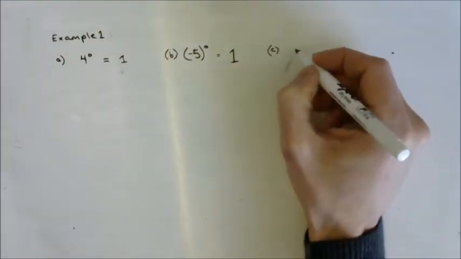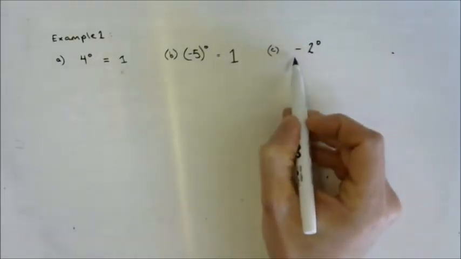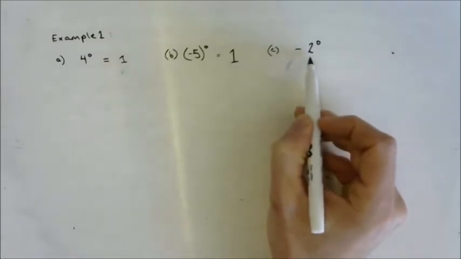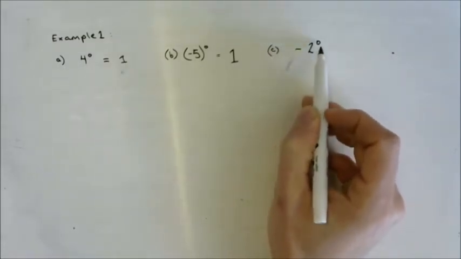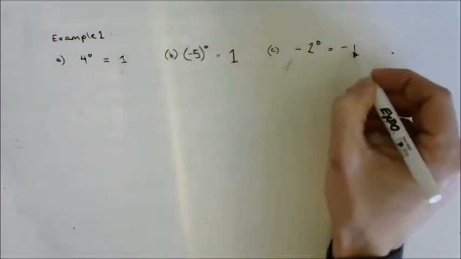C. This time, the negative symbol is not in a bracket with the value 2. So here we have 2 to the power of 0, which is 1, but then we have negative that. So it's negative 1.